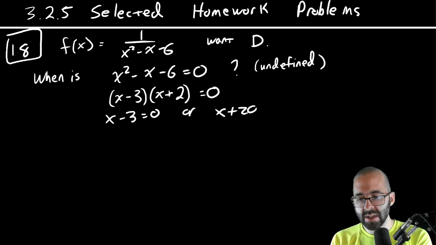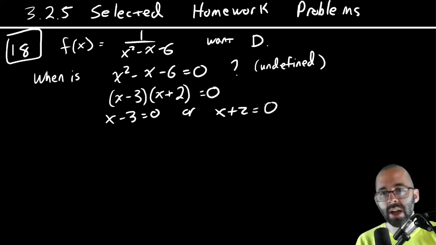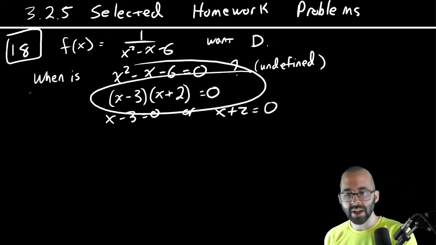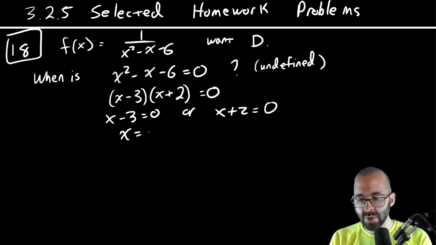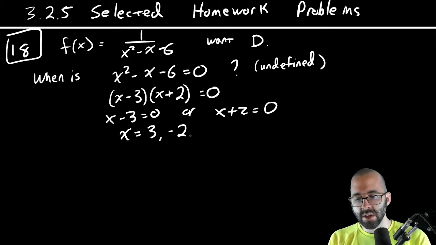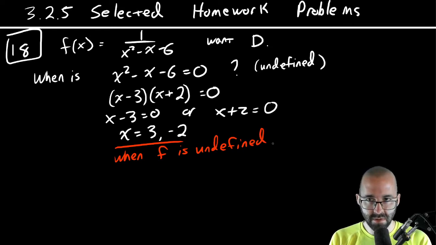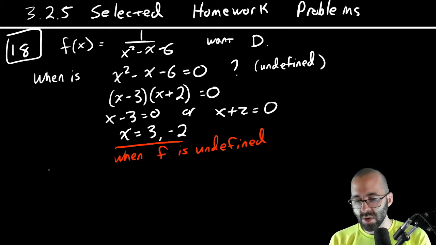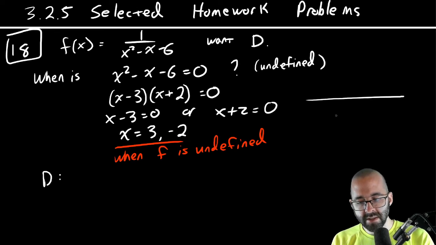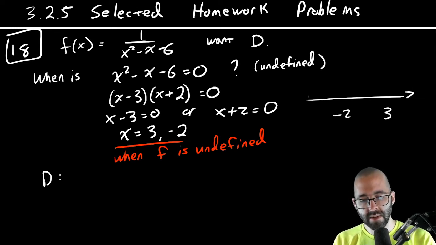And then right here, this is true when x minus 3 equals 0, or when x plus 2 equals 0. Because if you have two things multiplied by each other, and one of them is 0, then the whole thing is equal to 0. So it's going to be true when x is equal to positive 3 or negative 2. This is when the function is undefined. These are the problems. We don't want problems. We want everything except the problems. So our domain is going to be every number except negative 2 and positive 3.